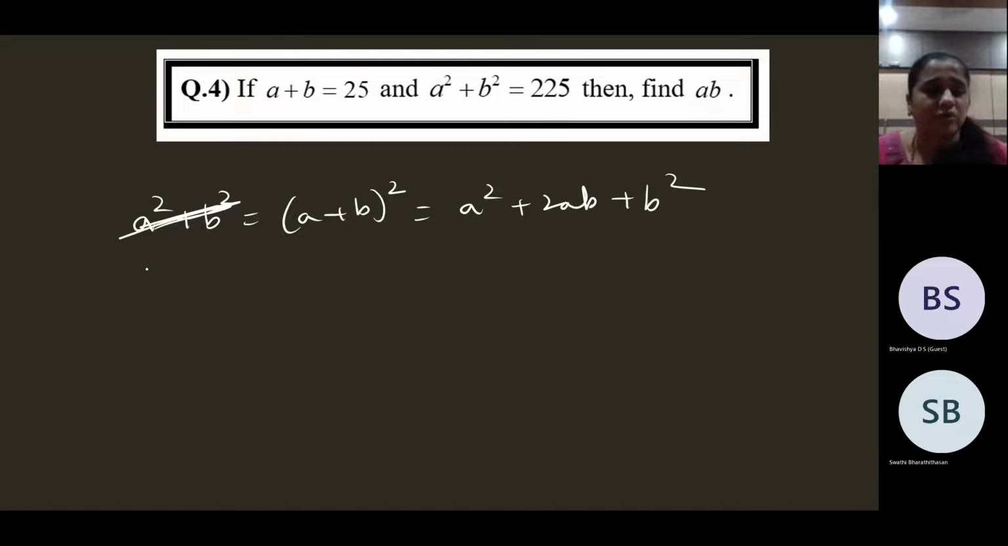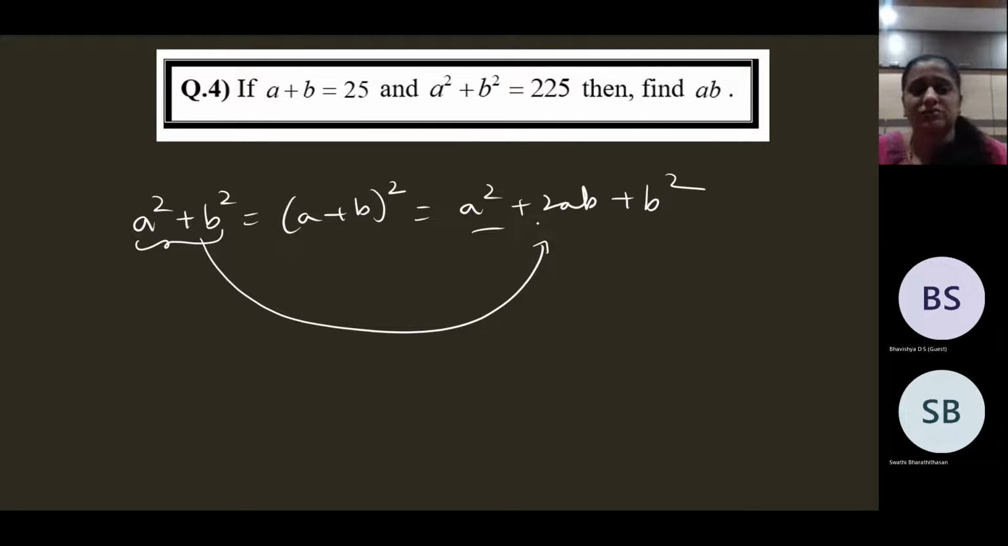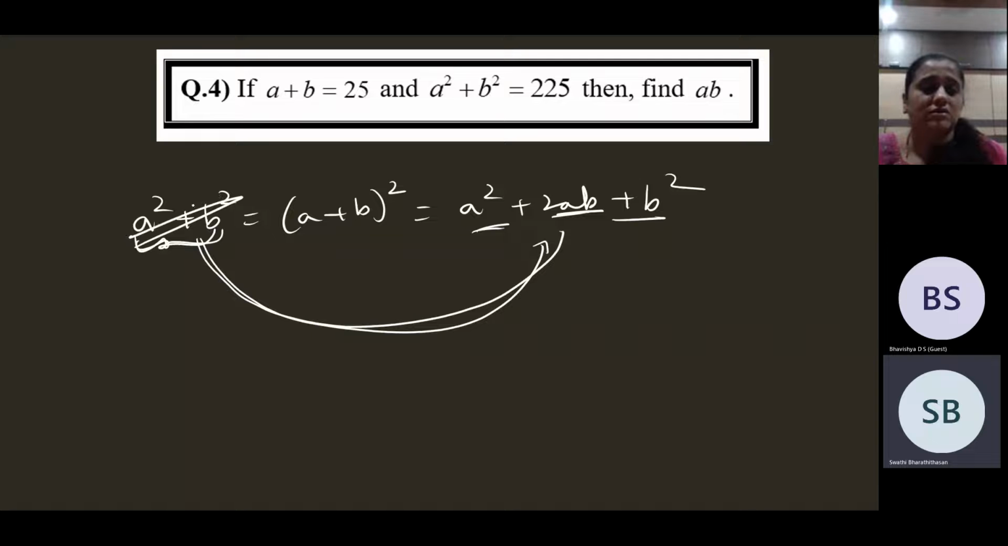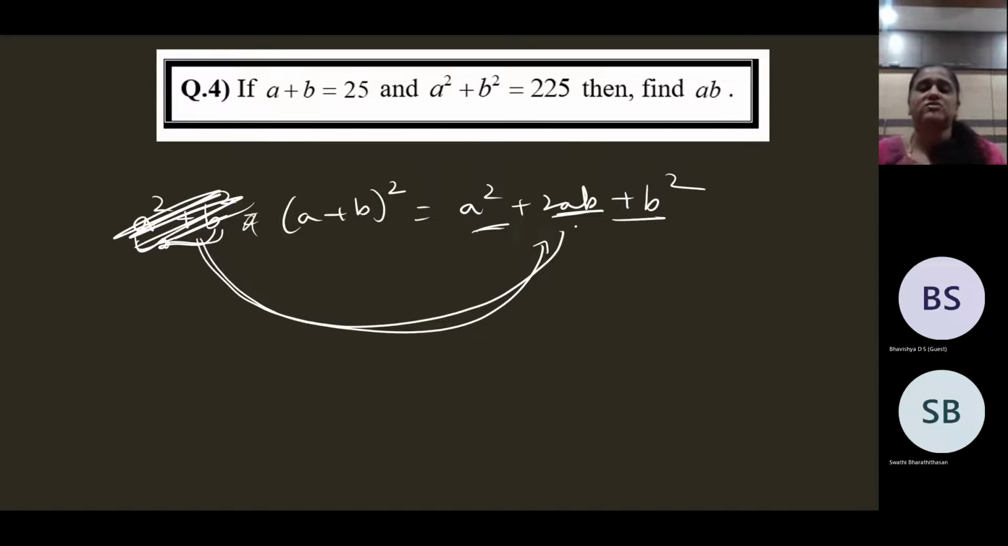See now, ask yourself, it's so contradictory. Swati, you have a square plus b square here, and you're saying that it's equal to a square plus b square plus 2ab. You have only a square plus b square here, and you're saying that it is equal to a square plus b square plus 2ab. How is it possible? Ma'am, I have written a square plus b square. So this is incorrect. A plus b the whole square is a square plus 2ab plus b square.